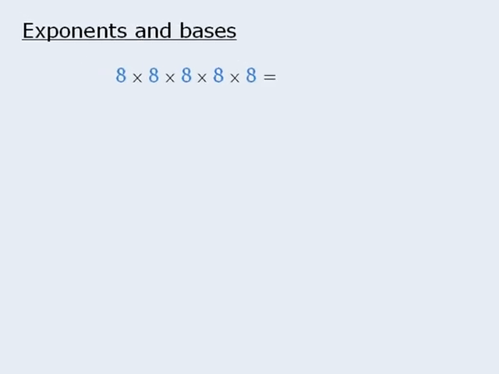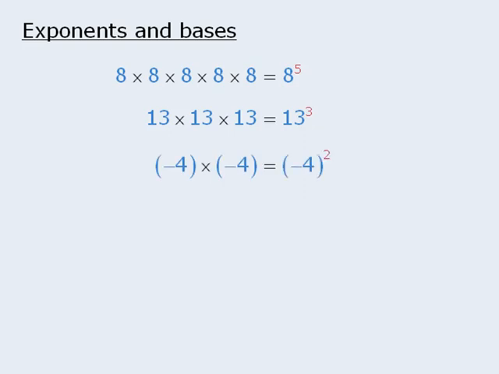Now, as you might guess, we can take products such as this one and rewrite them using exponential notation. For example, this product of 5 eights can be rewritten as 8 to the power of 5. Similarly, 13 times 13 times 13 can be rewritten as 13 to the power of 3. Negative 4 times negative 4 can be rewritten as negative 4 to the power of 2, and this product of 7 x's can be rewritten as x to the power of 7.